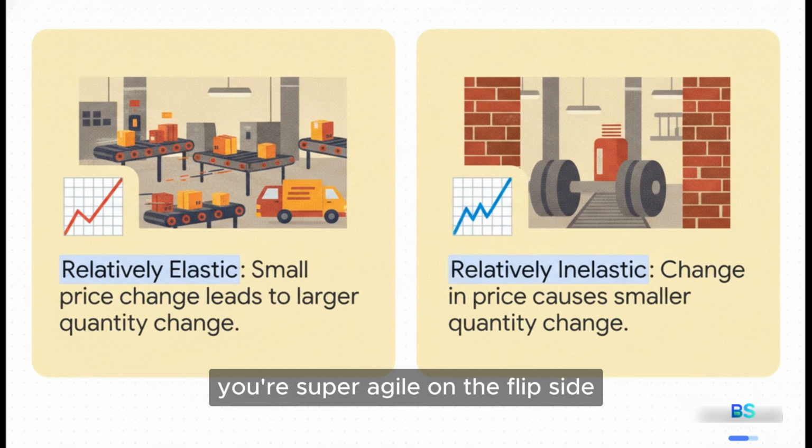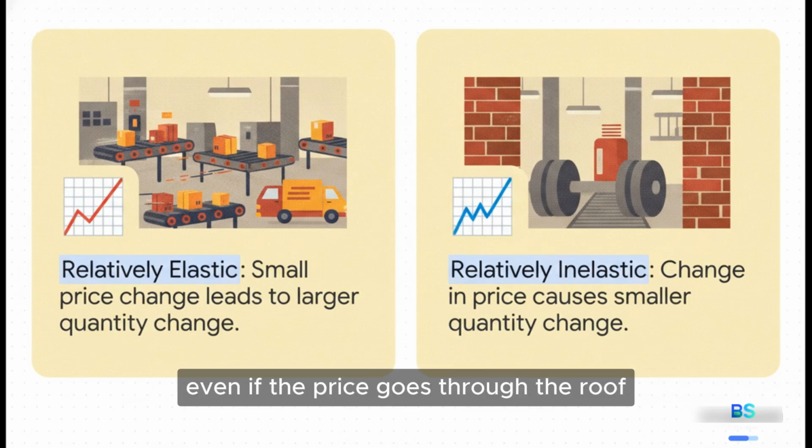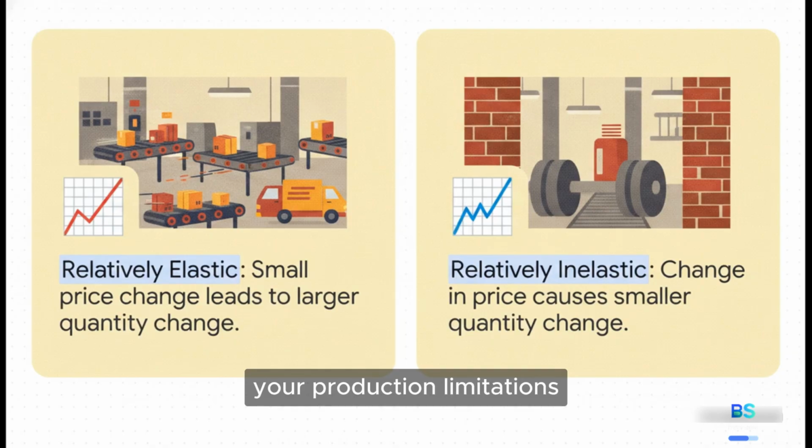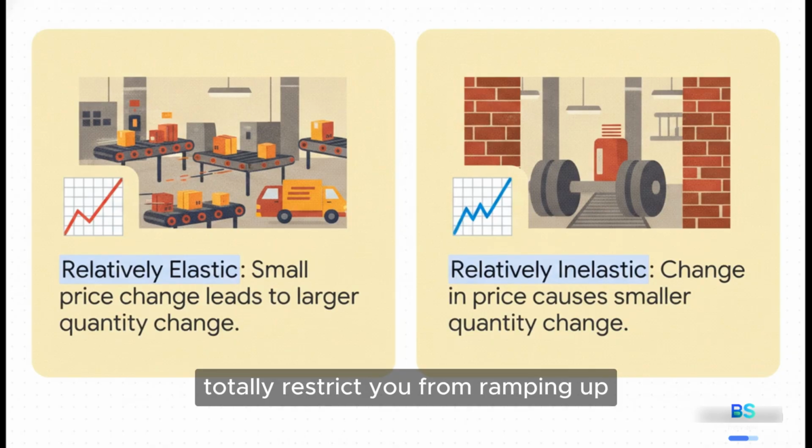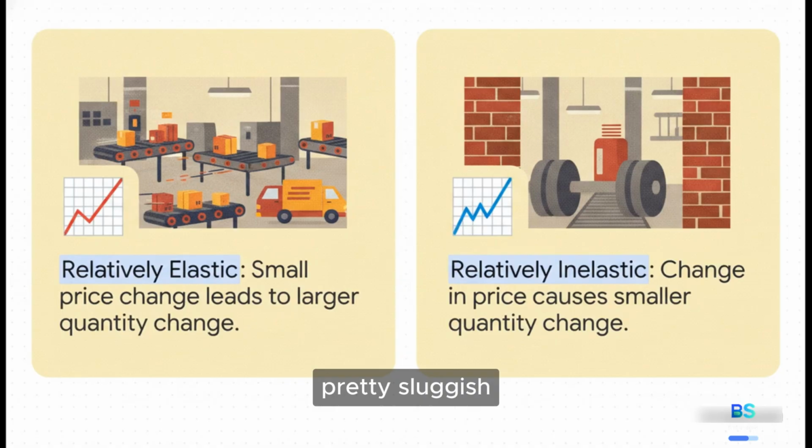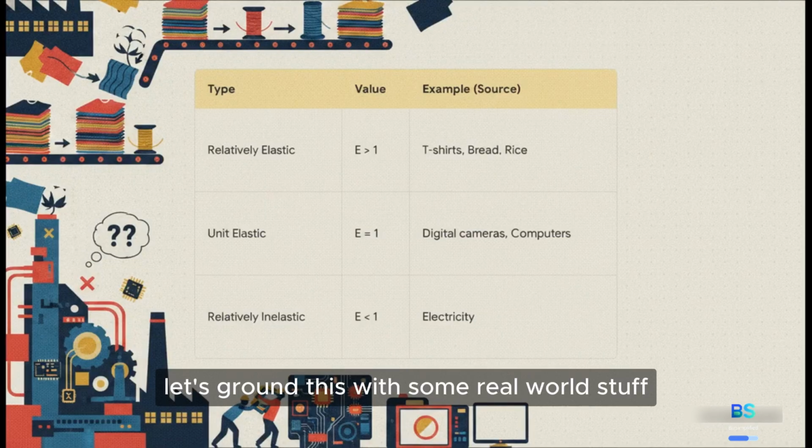You're super agile. On the flip side, if your elasticity is less than 1, you've got a relatively inelastic supply. Even if the price goes through the roof, your production limitations totally restrict you from ramping up. Your response is, well, pretty sluggish.